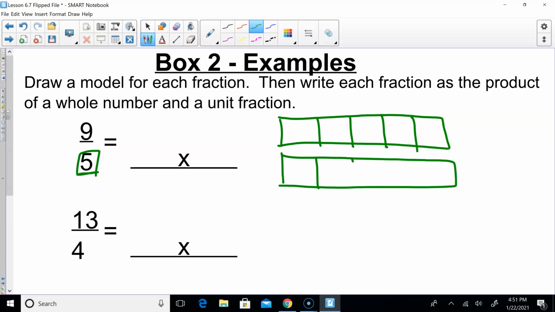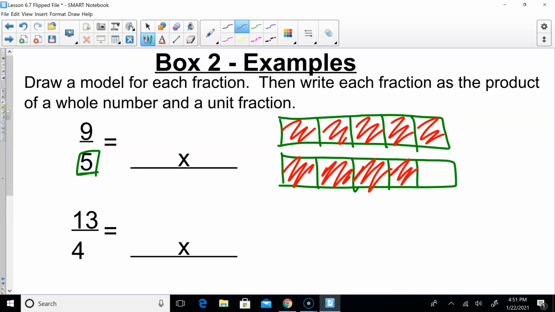And then here's another set of 5, because I know it's a fraction greater than 1, so I know at least they have more than one whole. And now I'm going to start shading them in. So this would be 1/5, 2/5, 3/5, 4/5, 5/5, 6/5, 7/5, 8/5, and 9/5. So now what does it say right here? I need to write each fraction as a product of a whole number and a unit fraction.